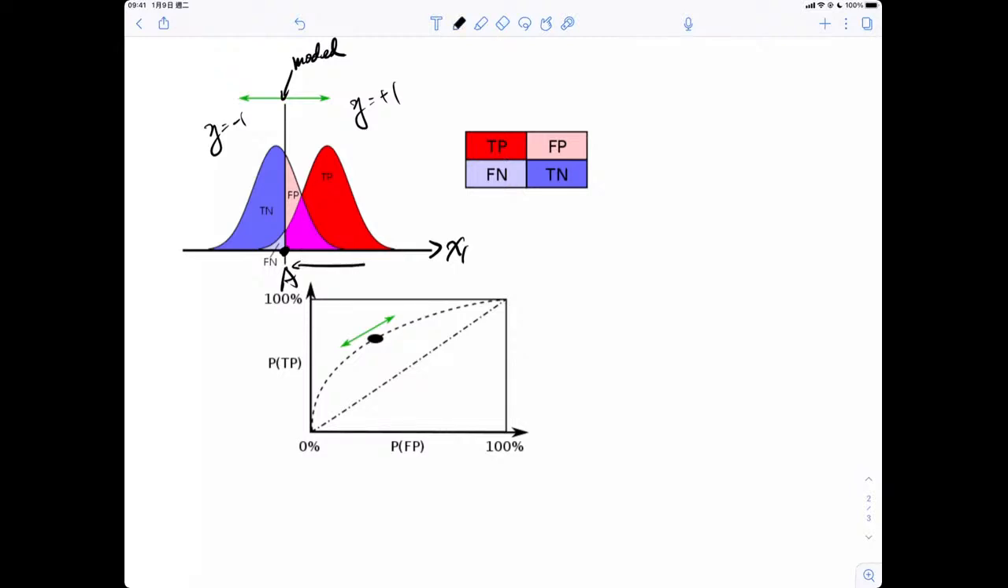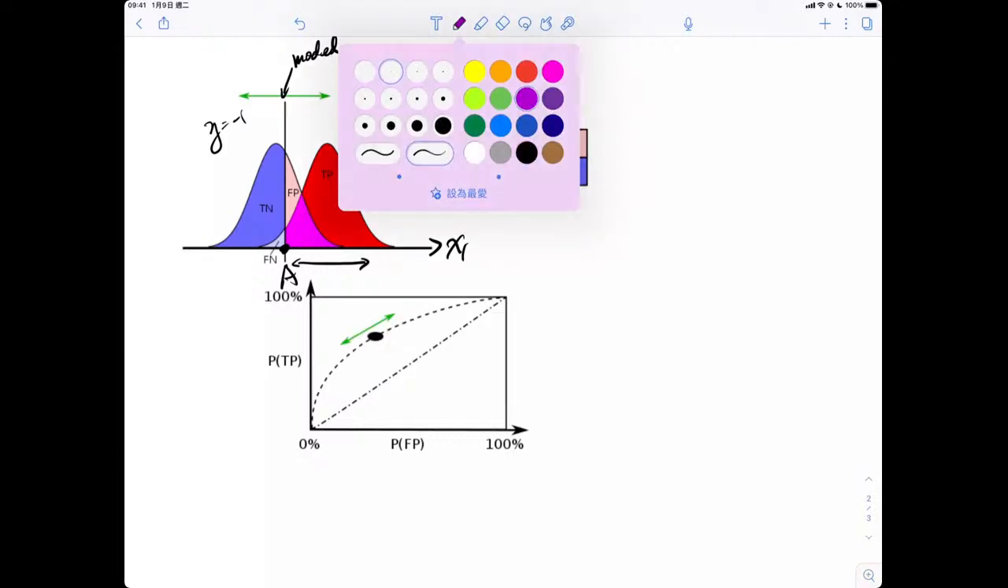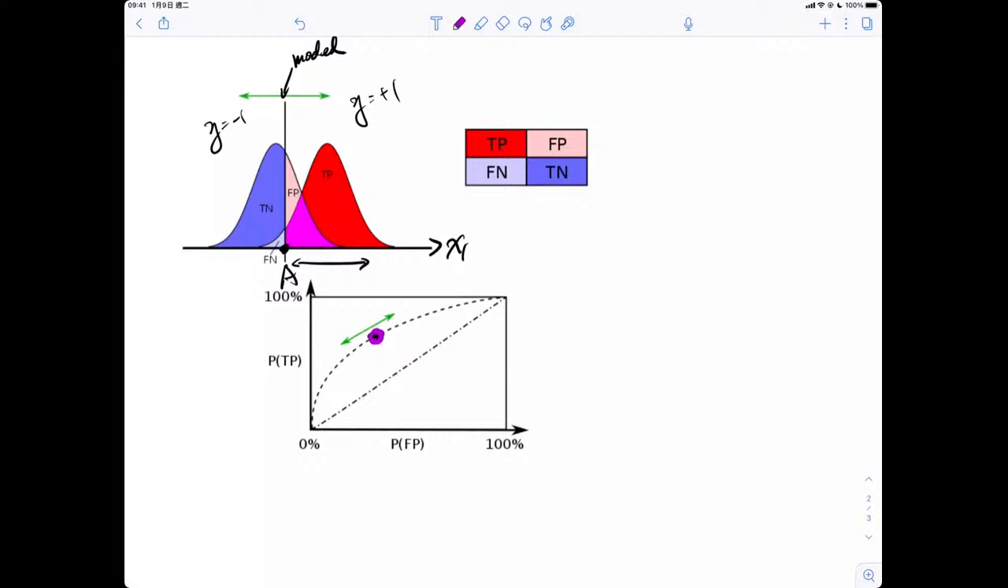So if you move your model along x1, that means you can move your points. Let's draw it this way. At a certain point, you will have a false positive rate right here, and a true positive rate right here. If you move your model to the right hand side, what does that mean?